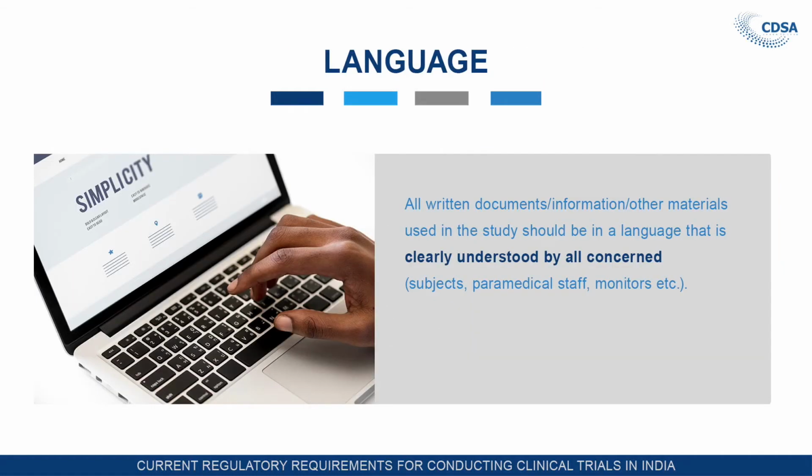Language. Which language should you use? There is no certainty that you have to use the English language. You can use any language. All written documents or information or any materials used in a clinical trial should be in a language that is clearly understood by all concerned. That is your study participants, the paramedical staff, the monitors, the clinicians, ethics committee members, and the regulators.